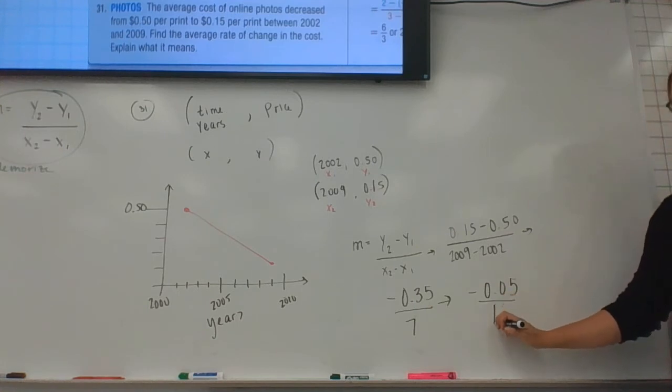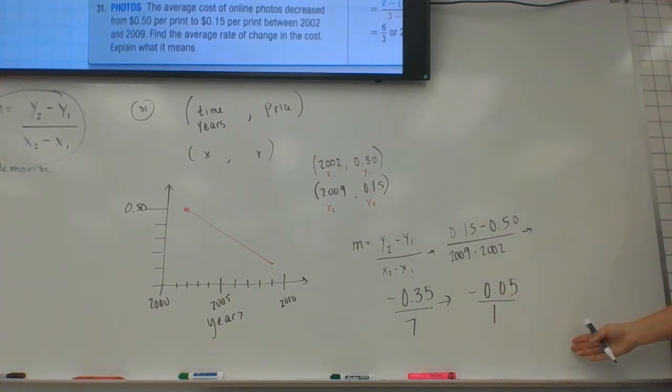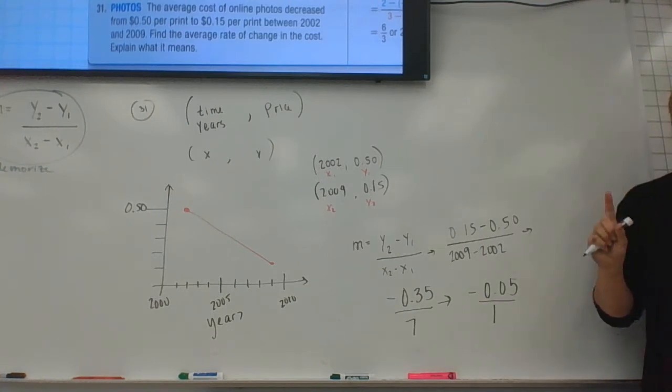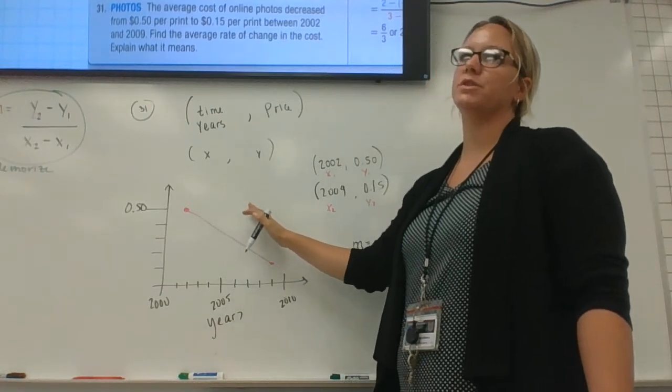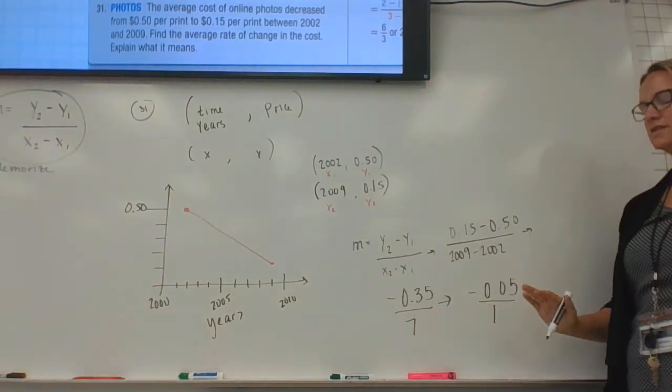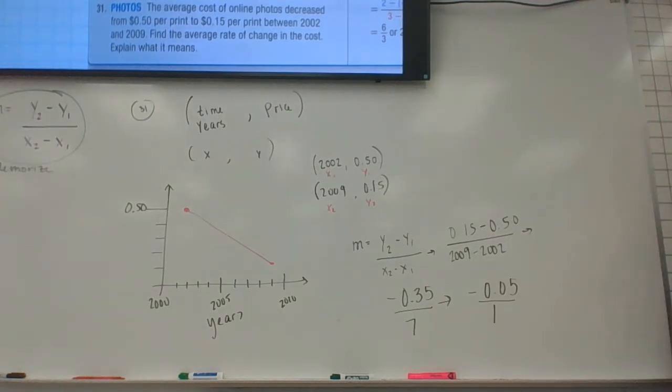over 1. But what does this mean using a sentence? What does this mean with regards to the price of photos? Sean? Not quite, but I like how you're using the word each. Keep in mind that we're talking about rate of change and how it's changing each year. So this is talking about how the price is changing. Benjamin, you try it. Every year, the price decreased 5 cents.